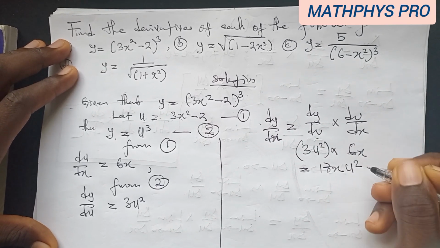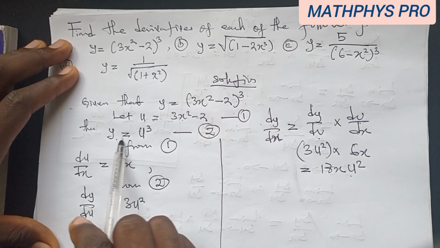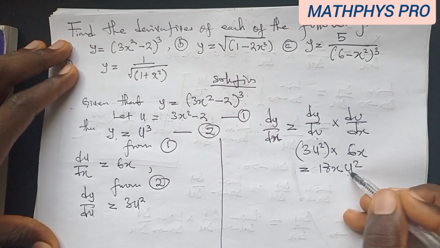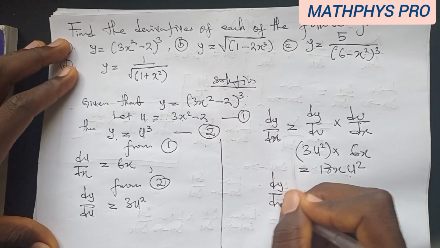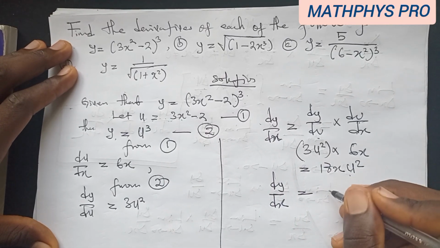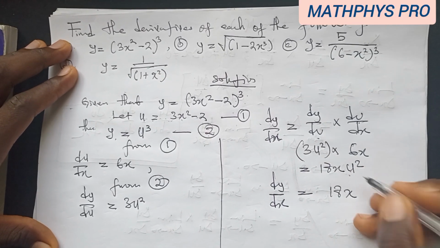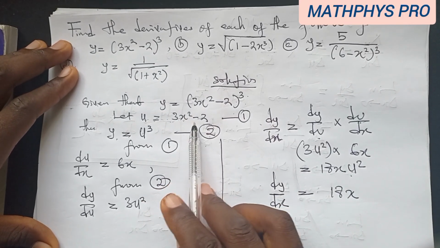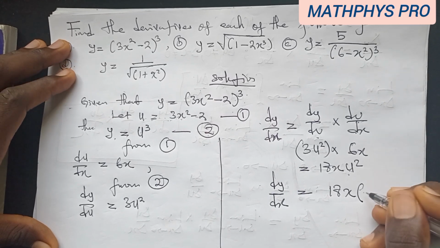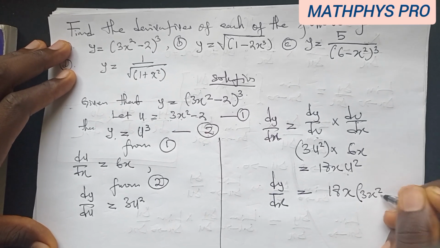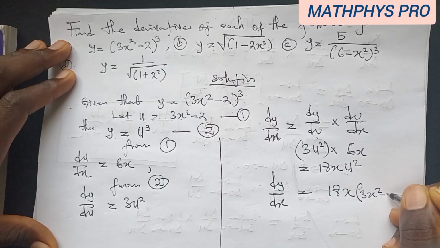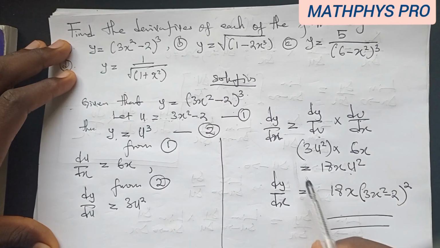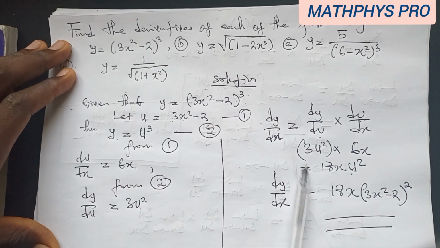18x u squared. So now remember that the value for u is equal to 3x squared minus 2. So now you can substitute the value for u and say that dy dx will be equal to 18x. The value for u, don't forget, is 3x squared minus 2, so we have to put it in bracket. 18x in bracket 3x squared minus 2 raised to power 2.